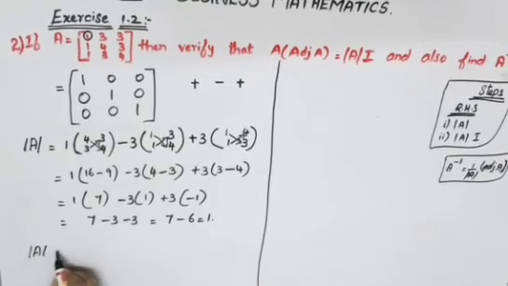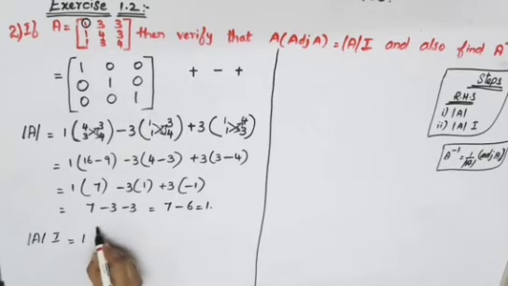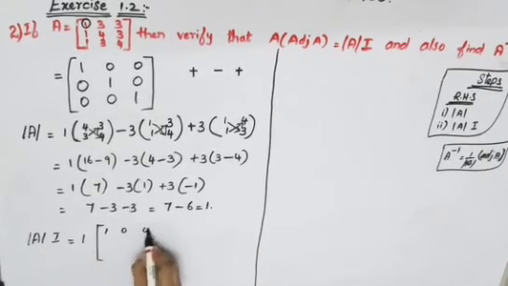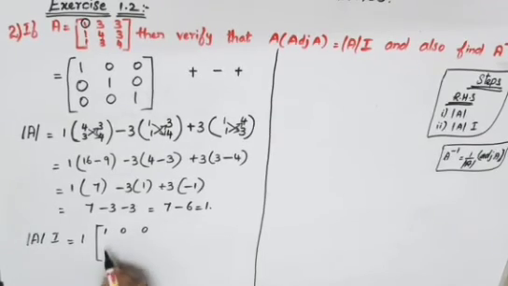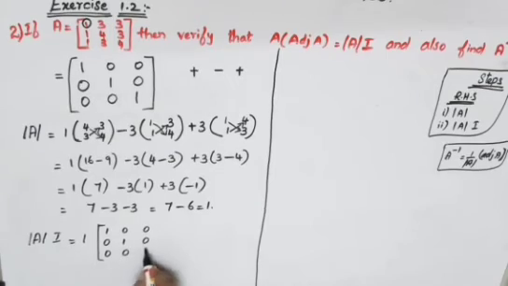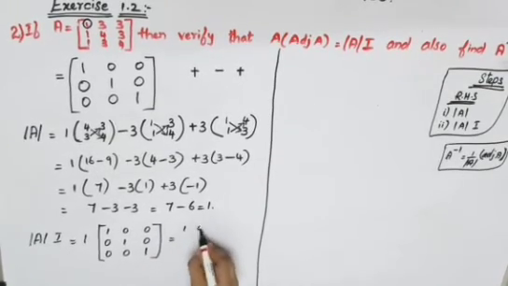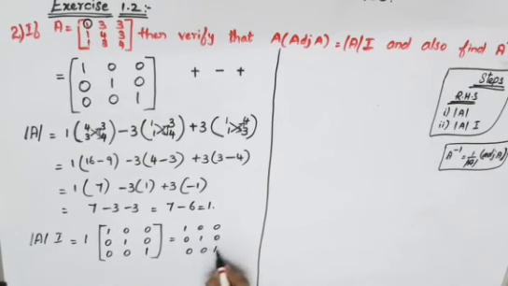determinant of A into I. So determinant of A, what we have got, that answer. I is nothing but your unit matrix, that is 1 0 0. Here you will have to write 3 by 3 matrices. So 0 1 0 0 0 1. Now multiplying by 1 you will get the same answer, 1 0 0 0 1 0 0 0 1.